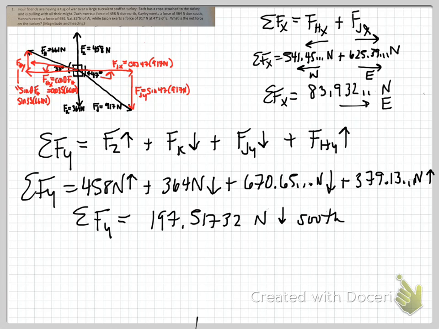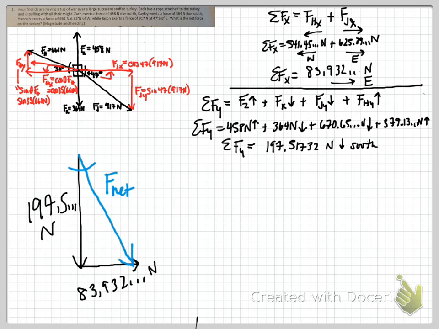So now that you have your net force on the x and the y-axis, it's time to find your overall net force. And this is just a resultant vector of the two components given by your x and y. Let's draw the picture. So you can now see that the sum of forces on the y, the 197.5, etc., newtons to the south, and the 83.923 newtons to the east, given by the sum of forces on the x, form a triangle. And the net force overall is the hypotenuse of that triangle.